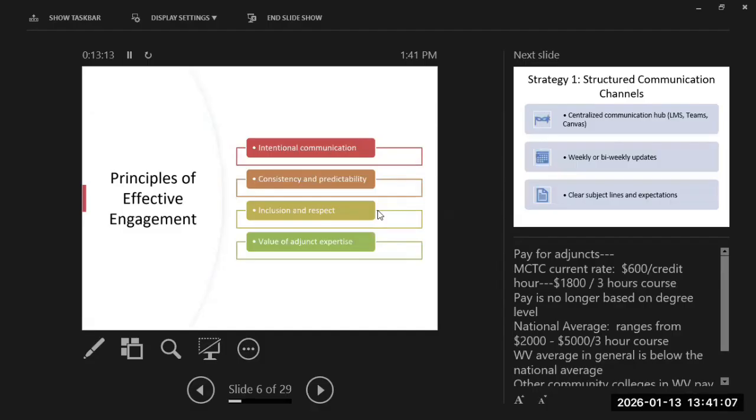So what are some principles of effective engagement of these faculty? Like I talked about, intentional communication, consistency, and predictability. I think we're getting better at that. Some of the adjuncts that I work with will say to me, it seems like you're always asking me to do this in a different way, but it's because we're being asked to do it in a different way. Even something as simple as the syllabus, I think the templates have gotten more self-explanatory. They're not changing as much, so I think it's easier for adjuncts to follow.